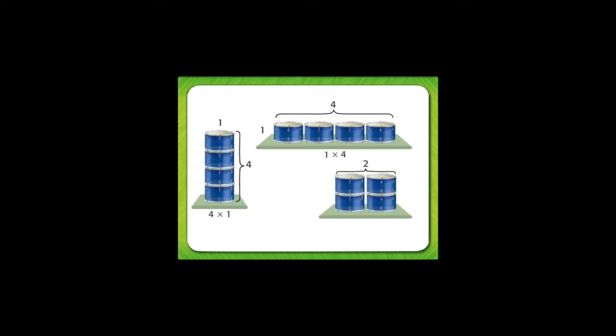Finally, we can also have 2 rows of 2 drums. The factors are 2 and 2. So, the factors of 4 are 1, 2, and 4. When a number like 4 has more than 2 factors, the number is composite.